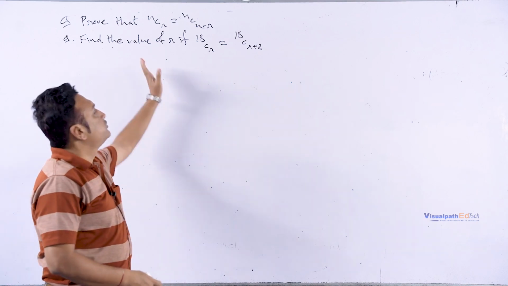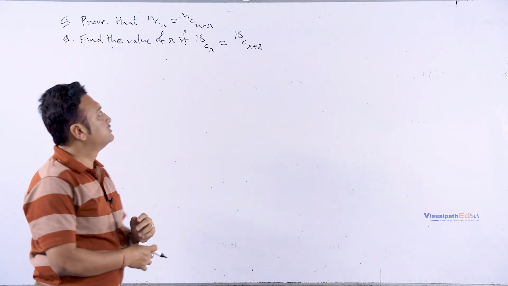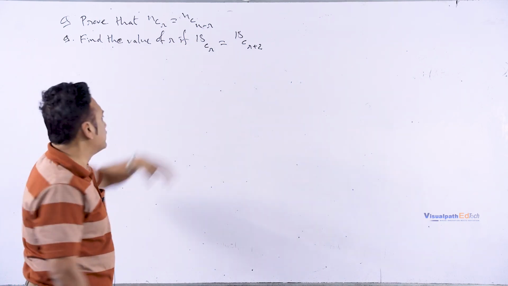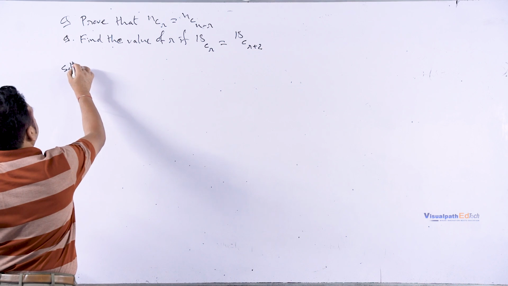Okay? Yeah. So, I am going to show you an important relation in combination. The first one, it says it proves that nCr is equal to nC(n minus r). So, the proof goes in this way.